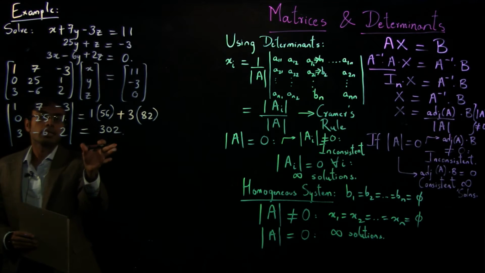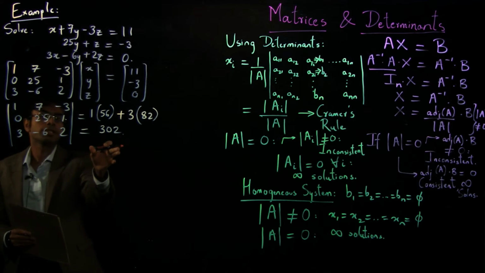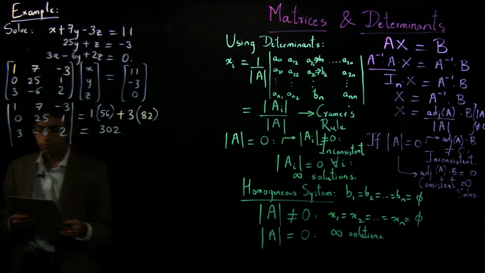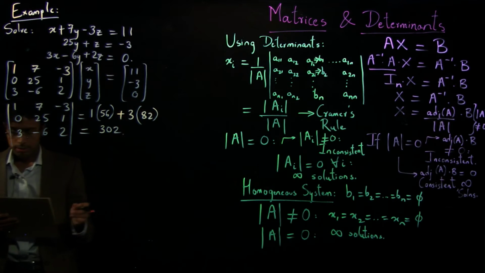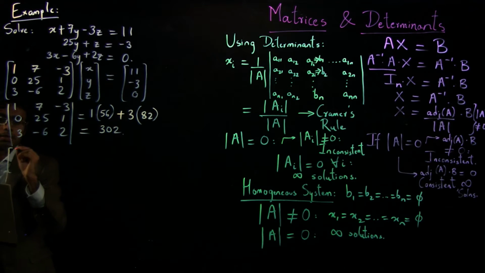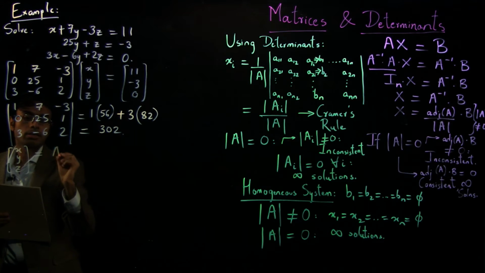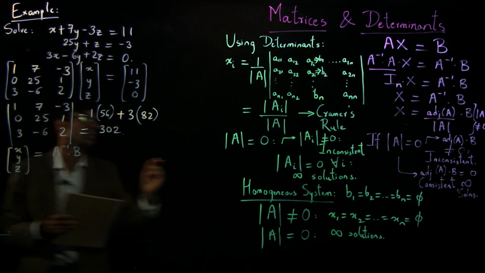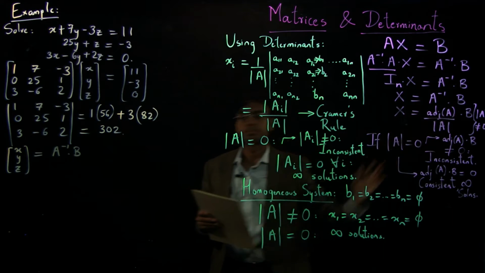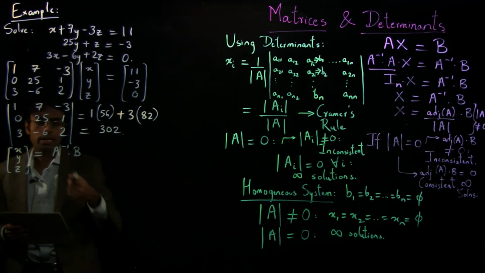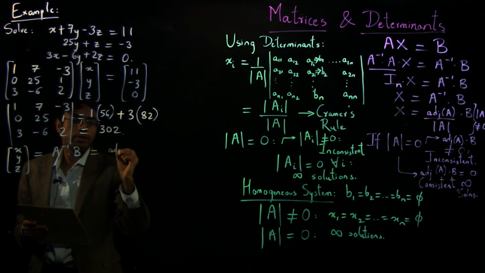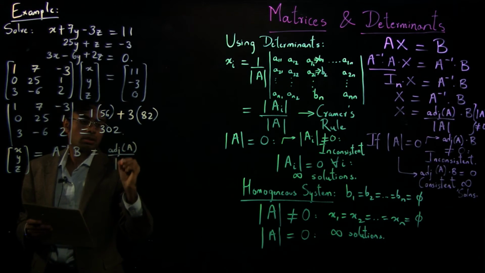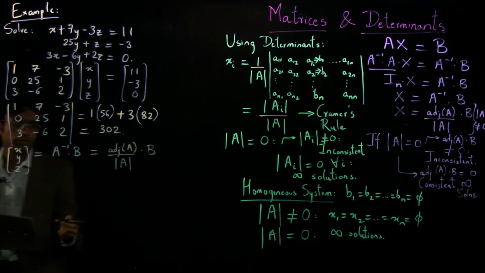Because we are taking this as a worked out example, I want to demonstrate this by both methods. So let's first find the values of x, y, and z by the matrix method. Using the matrix method, x, y, and z you need to find as A inverse times B. And to do that, you first need to find A inverse, which is adjoint of A over determinant of A.